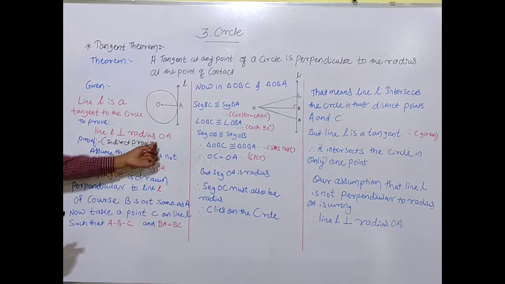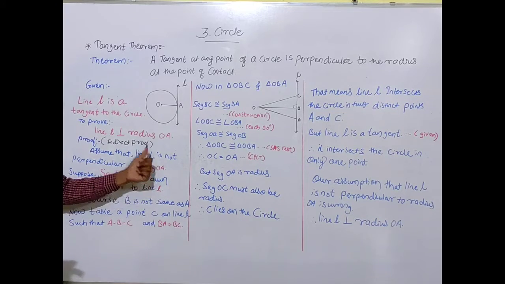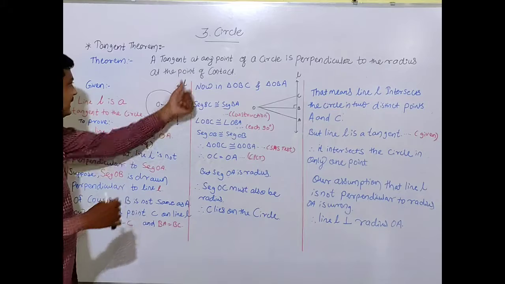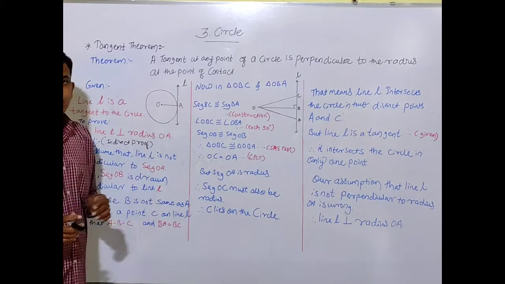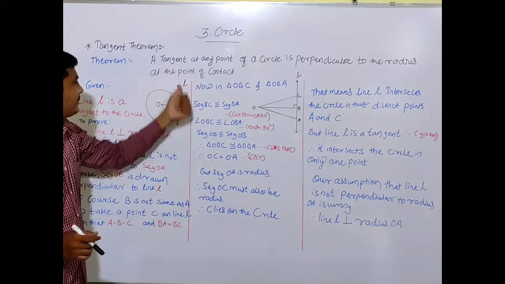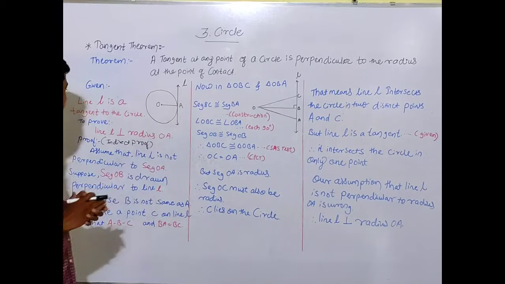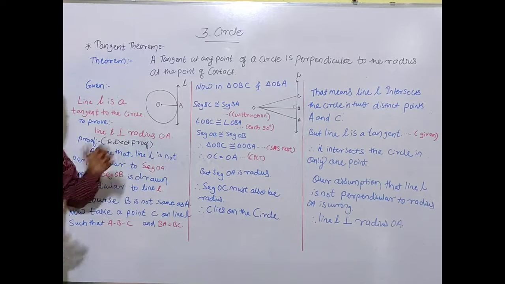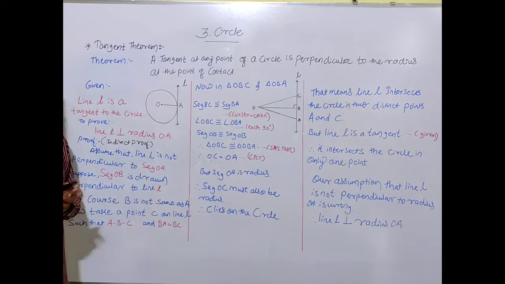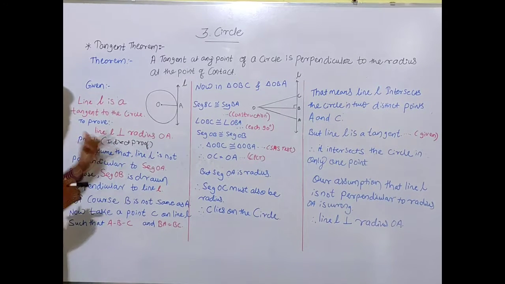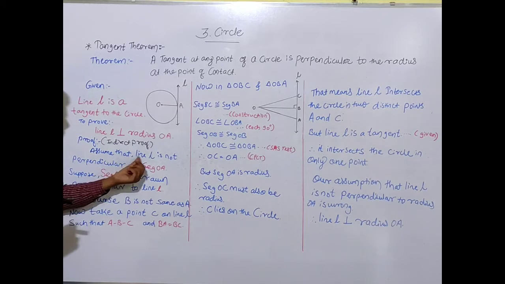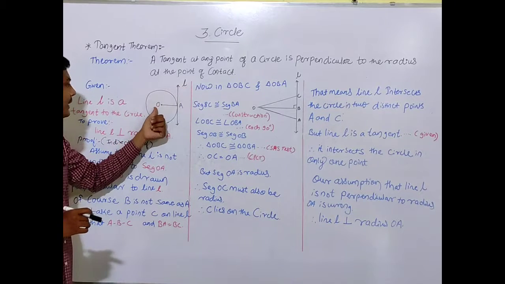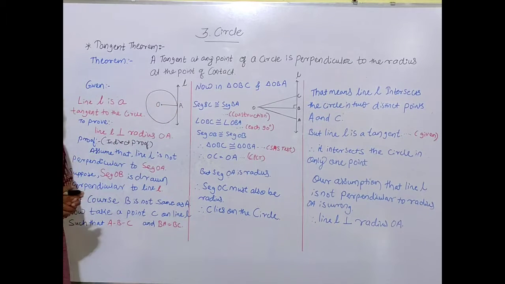So we have to assume that line L is not perpendicular to the segment OA. What we have to prove is that line L is perpendicular to the radius OA. But this theorem we have to prove with the help of indirect proof. So what we have assumed is that line L is not perpendicular to the segment OA.